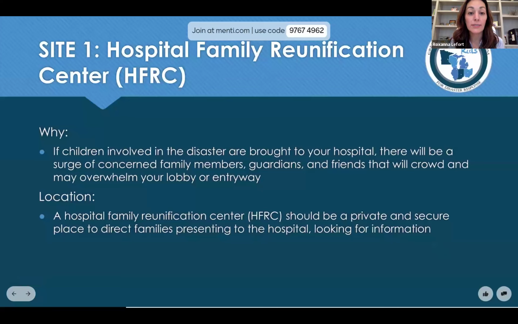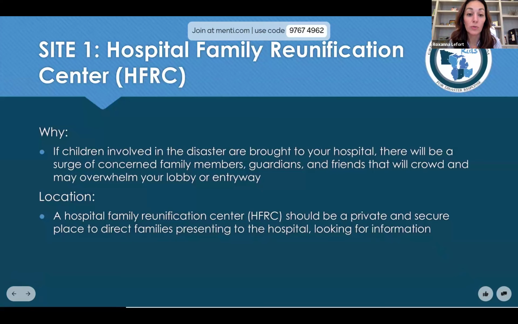So the first one is the Hospital Family Reunification Center. And I like to think of this as the first point of contact with families that are really searching for or coming in for information. So if children are involved in a disaster, there's going to be not just a surge of patients, but a surge of family members, whether direct family members or friends of families. There's going to be large amounts of people coming in looking for information.